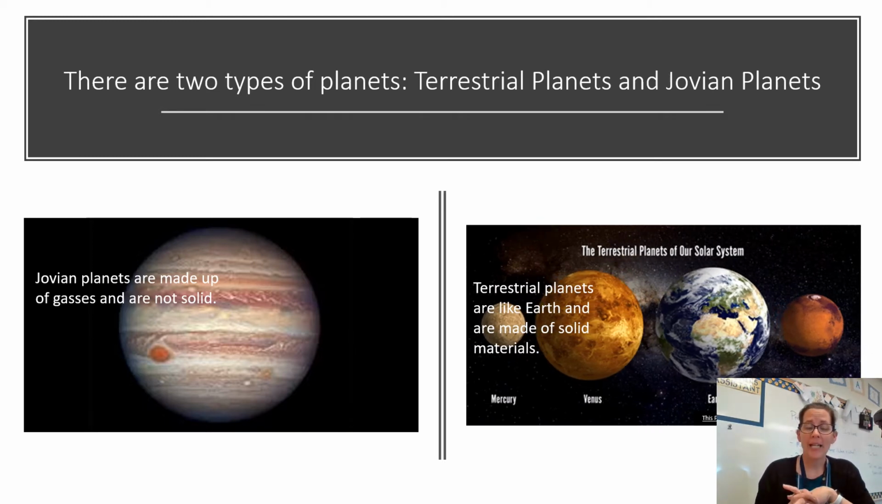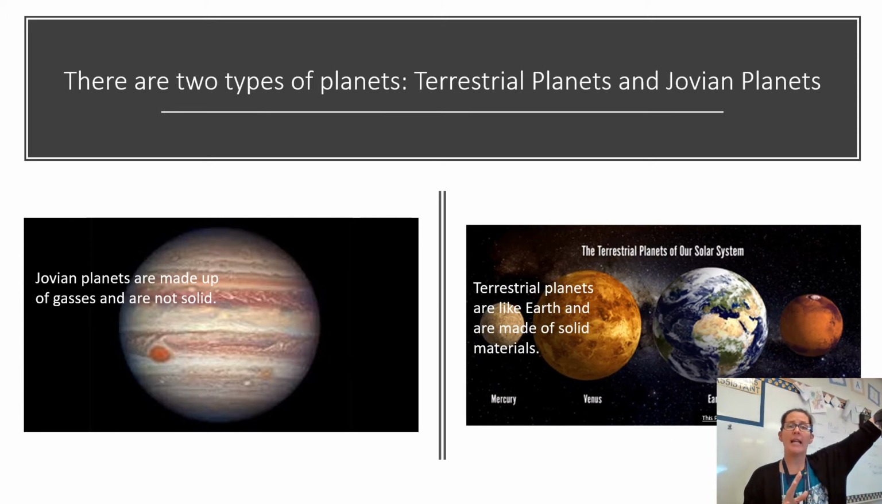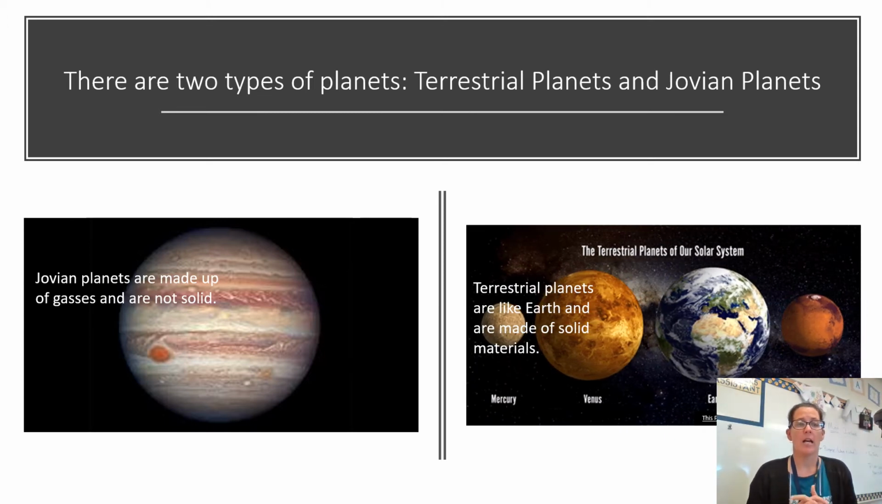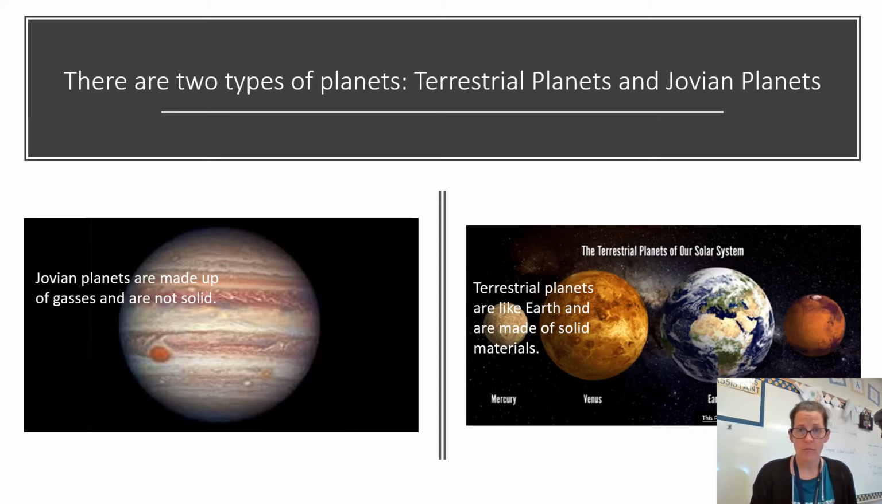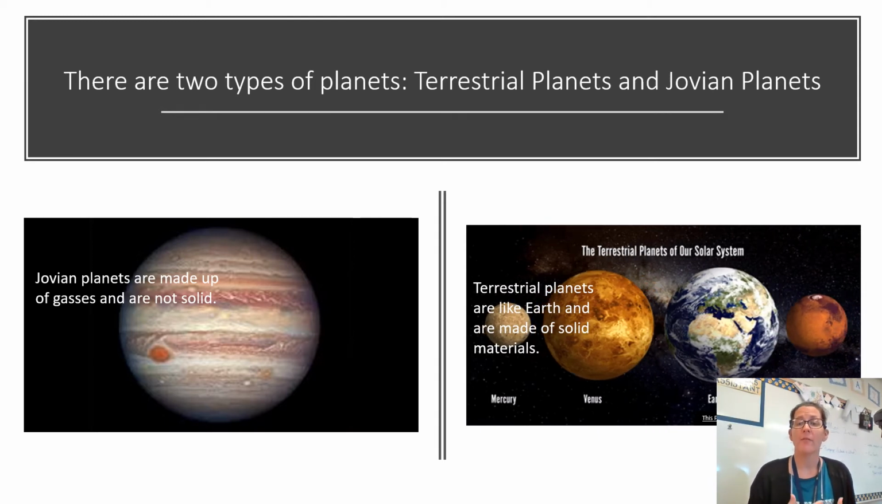A Jovian planet is the big gas giant or ice giant planets that are way far out in our solar system. Jovian planets are made up of gases and they're not solids. Okay. The other type of planets are terrestrial planets. Terrestrial planets are like Earth and made up of solid materials like rocks.